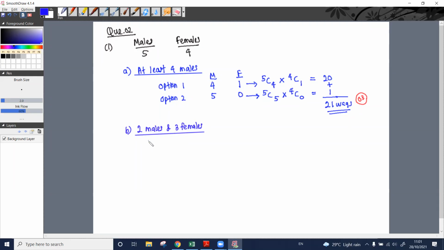How many males are there? 5. Out of these 5 males, we need to select 2. And multiplication. Out of the 4 females, we need to select 3. So how many ways are there? 5C2 into 4C3. That is 40. 40 ways are there. Right? If you got this correct, again you can give 3 marks. That is part 1.